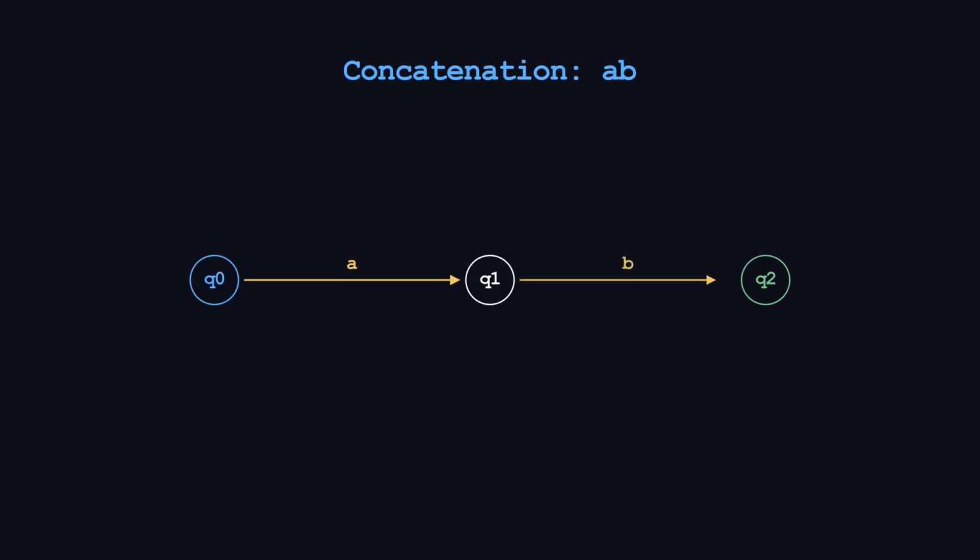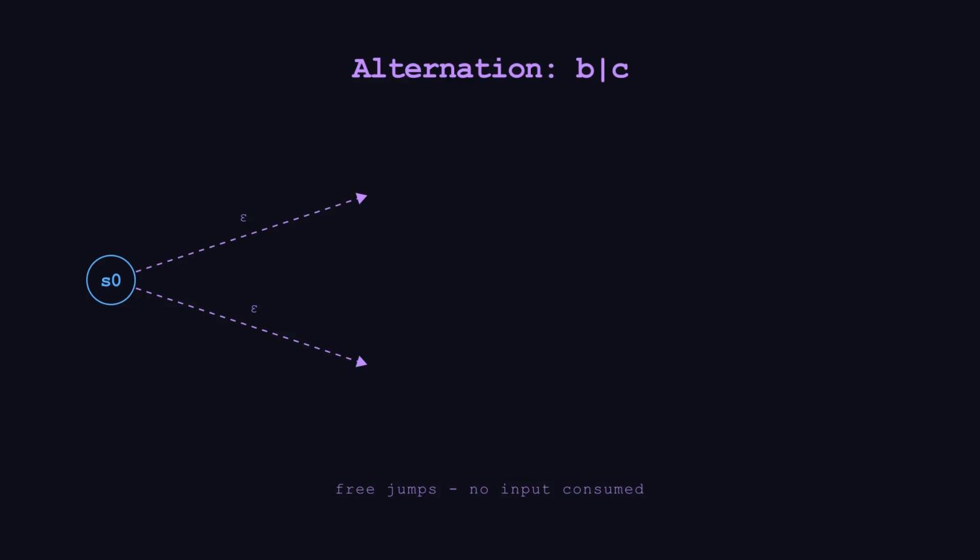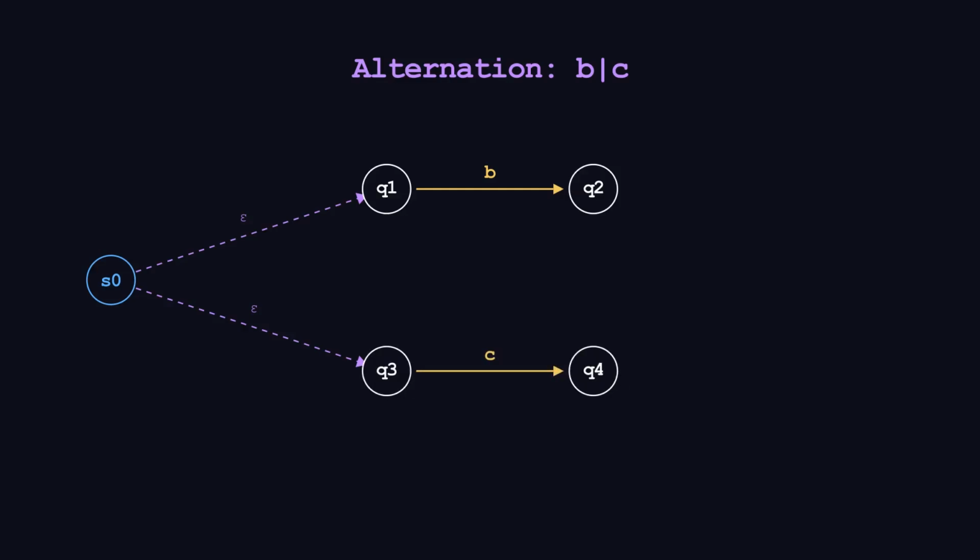A single character A becomes two states connected by an arrow labeled A. Start state, accept state, done. Concatenation, chain them together. The pattern AB links the accept state of A to the start state of B. Alternation, the pipe operator, create a new start state with two epsilon transitions. Free jumps that consume no input. One path goes to B, the other to C. Both paths merge into a single accept state.